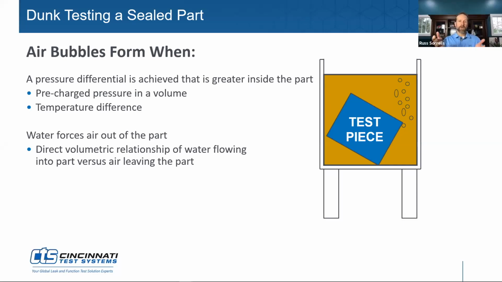Yeah, because what you're saying is in order for it to come out, something has to go in. Exactly. Yeah. Or there's got to be a temperature change. So dunk testing sealed parts is really, really tough, and that's why air pressure decay testing is a really, really measurable, repeatable way to do that.